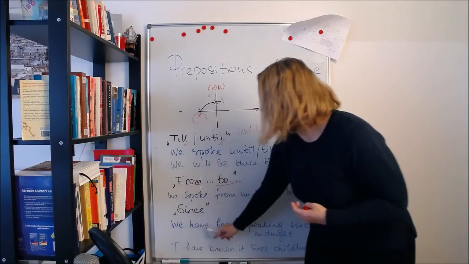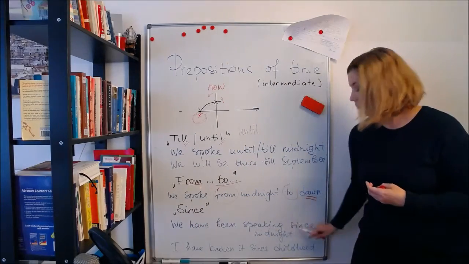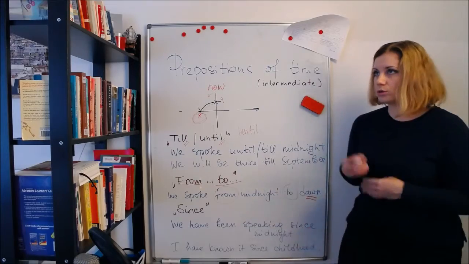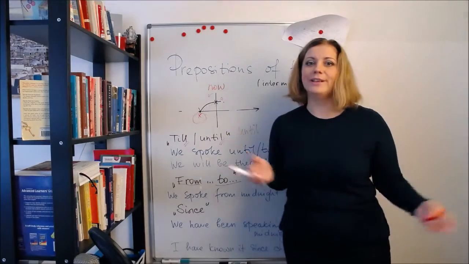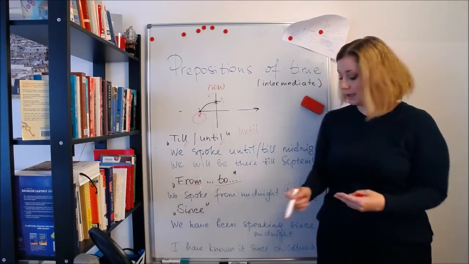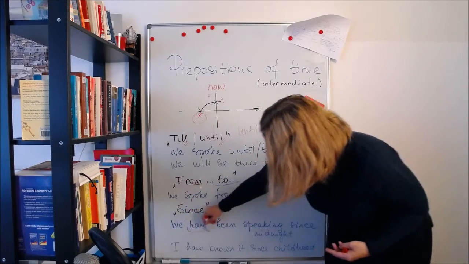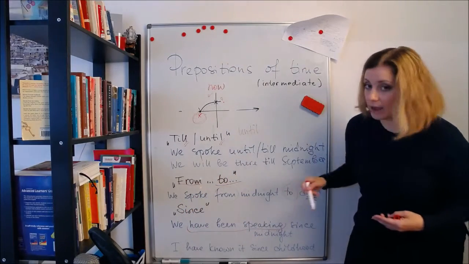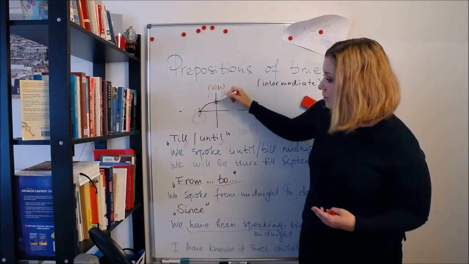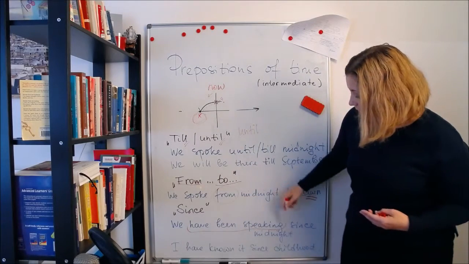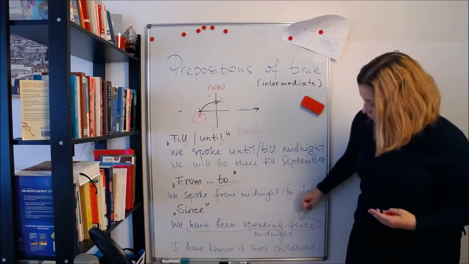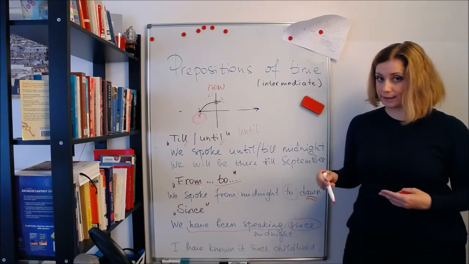So we have been speaking since midnight. So now it's 11 o'clock in the morning and we are still speaking. So it's present perfect continuous showing the unfinished action which is still in progress. Okay, and we use since for that to show when it started.